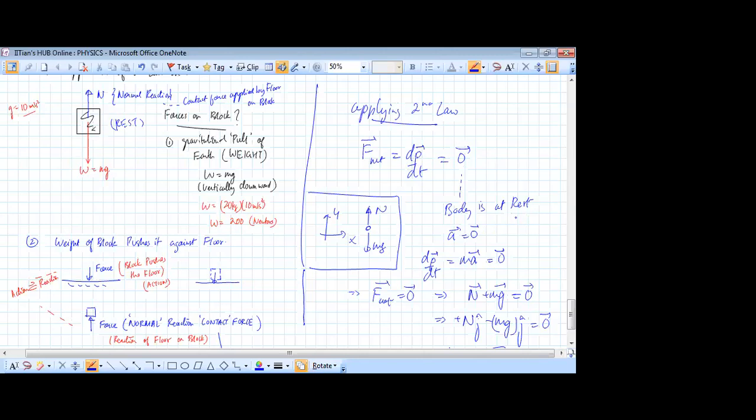वो क्या कितना हो रहा है यहाँ पे? 0 हो रहा है, because the body is at rest. Its momentum only is 0. So rate of change of momentum will obviously be 0. Differentiation of 0 is 0. So that means the vector sum of all the forces acting on it should be 0.